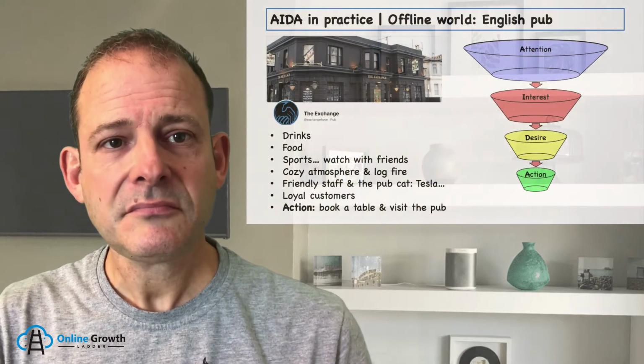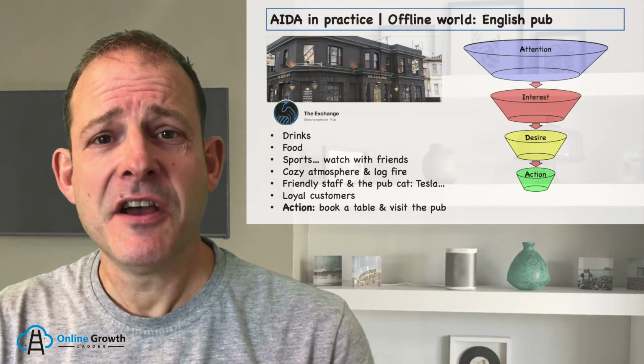That's either to buy something or to trial a product. We're really trying to make them take action, basically. And what I thought would be useful to do is to show how AIDA can work in practice. So I've got an example here of one of my favourite local pubs. I live in Brighton on the south coast of England, and this is a pub in the back streets of Hove, where I live. And these guys are actually really good at following the AIDA model.